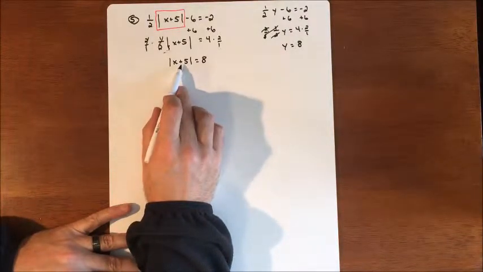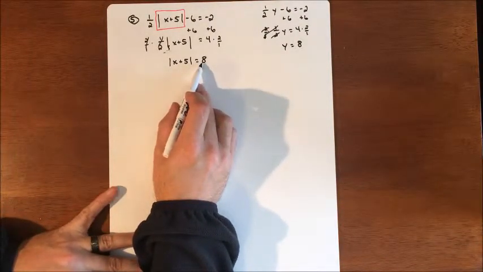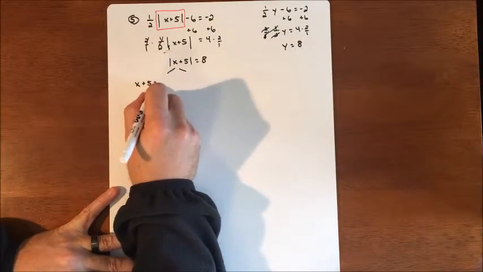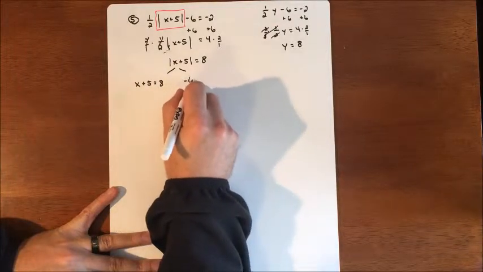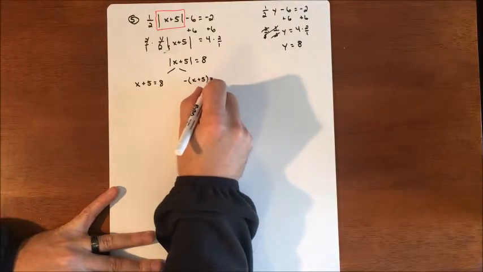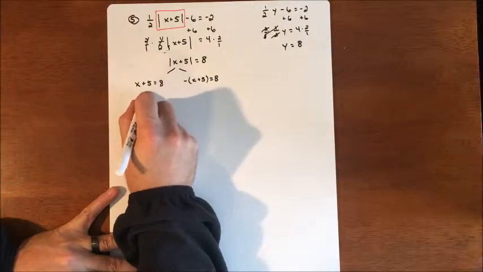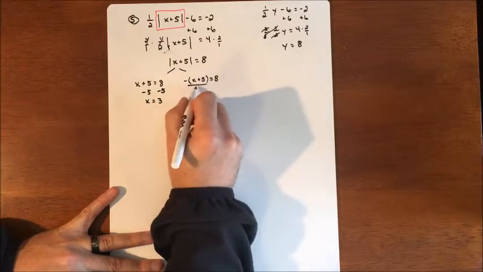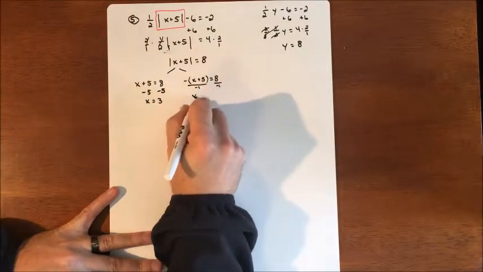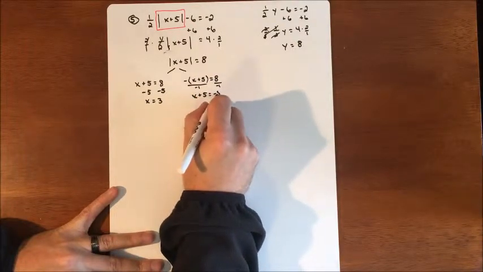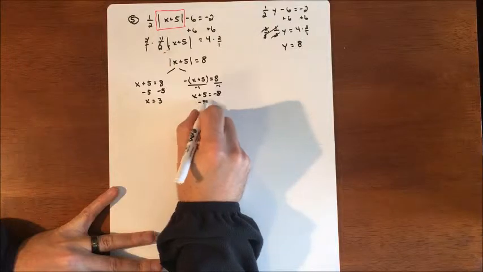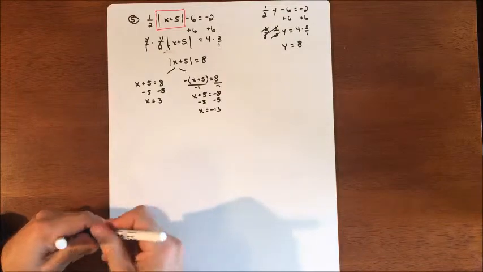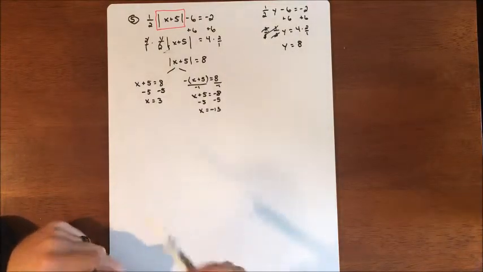Can we take the absolute value of something and get a positive 8? Yes. So great. It means we can set up our two equations. So x plus 5 equals 8, and a negative applied to the x plus 5 equals 8. Subtract 5. We get x equals 3. We'll divide by negative 1. X plus 5 equals negative 8. And subtract 5. X equals negative 13. So we'll kind of just see if we can mentally plug these in and check.